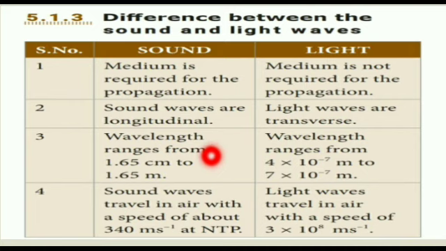For sound waves, the wavelength ranges from 1.65 centimeter to 1.65 meter, but for light the wavelength ranges from 4 into 10 power minus 7 meter to 7 into 10 power minus 7 meter. Sound waves travel in air with a speed of about 340 meter per second at normal temperature and pressure, NTP. Light waves travel in air with a speed of 3 into 10 power 8 meter per second. Okay, students, right?